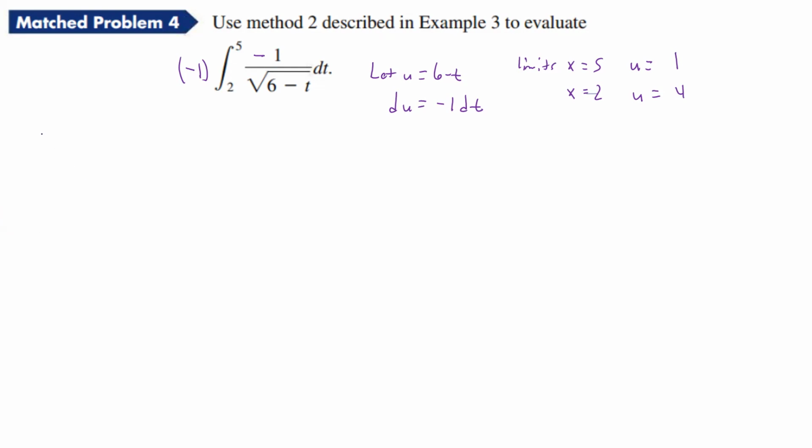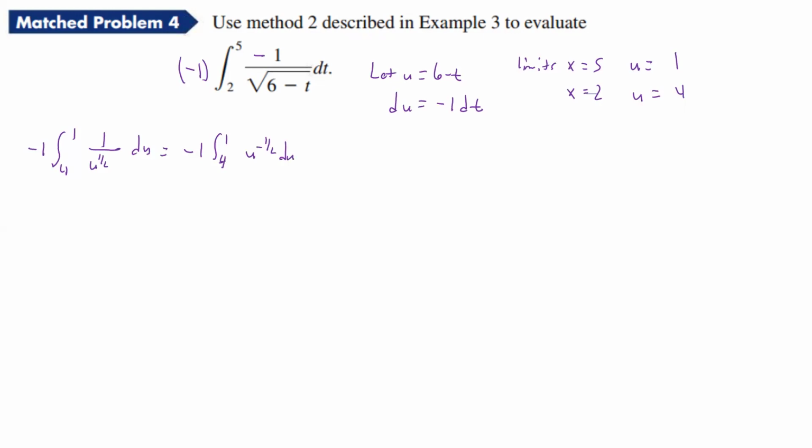And so let's rewrite this now as we have a -1 integral. Now remember, we're going from 4 to 1. And we have 1 over u to the 1/2. And the reason why I write that is because instead of square root, I know once I have that, then I can rewrite that as -1 from 4 to 1 of u to the -1/2 du.